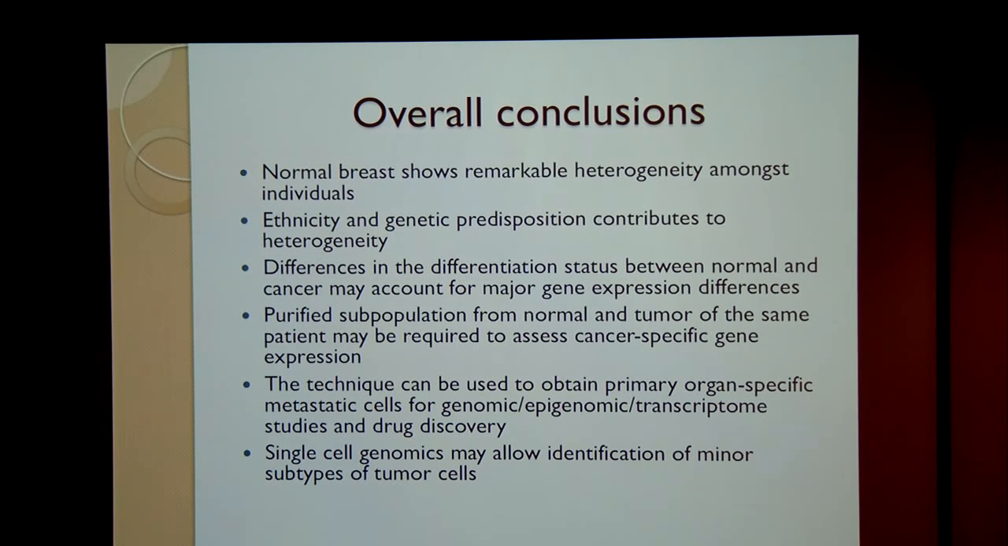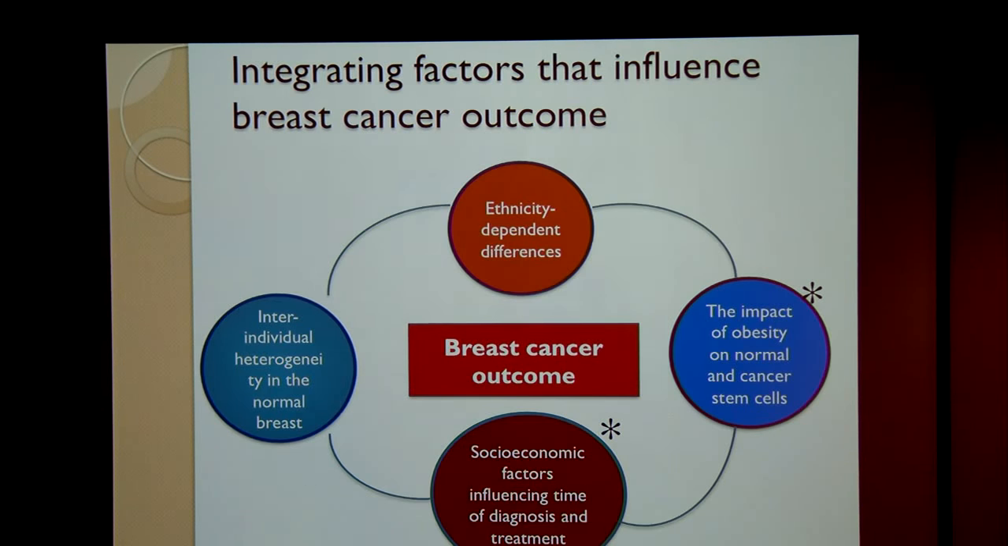The normal breast shows the remarkable heterogeneity among individuals. Ethnicity and genetic predisposition is one of the factors. Again, we need to take into consideration differences in the differentiation between normal and tumor before you judge whether the gene is specifically overexpressed or underexpressed in a tumor. And we may need to start using purified population of normal and tumor from the same patient to identify some of the cancer specific gene expression differences. And we can use this technique to grow the metastasis and single cell genomics.